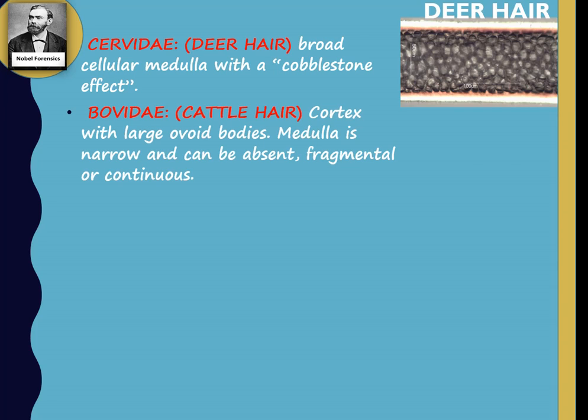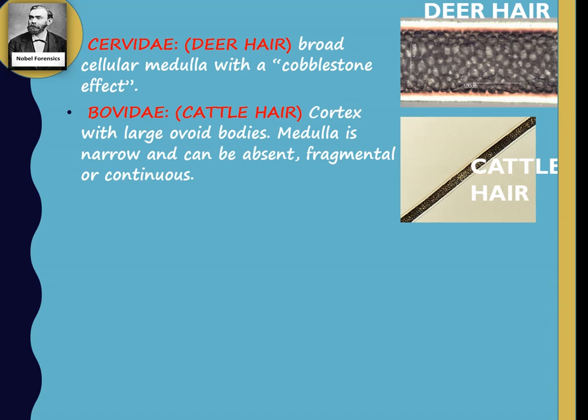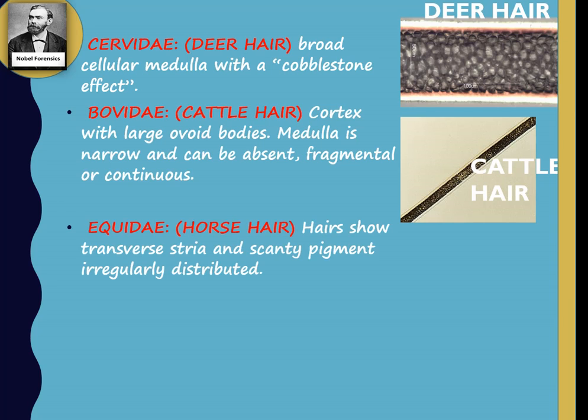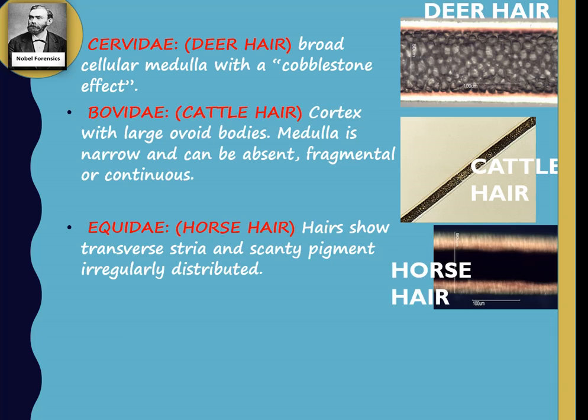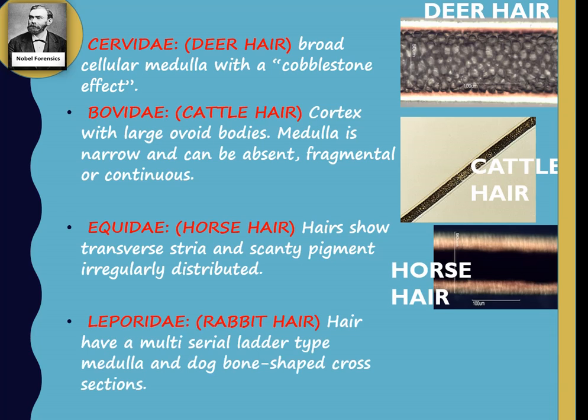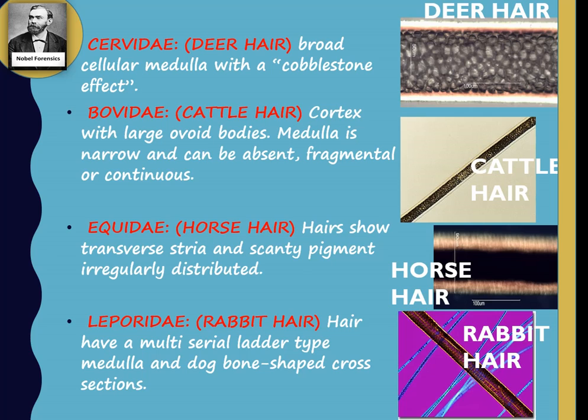Then Bovidae, cattle hair: cortex with large ovoid bodies, and the medulla is narrow and can be absent, fragmental or continuous. In cattle hair, the medulla may be absent or, if present, fragmental or continuous. Then Equidae, horse hair: hairs show transverse striae and scanty pigment irregularly distributed. In rabbit hair, Leporidae, hair has a multiserial ladder type medulla and a dog bone shaped cross section. These are the different animal hairs.